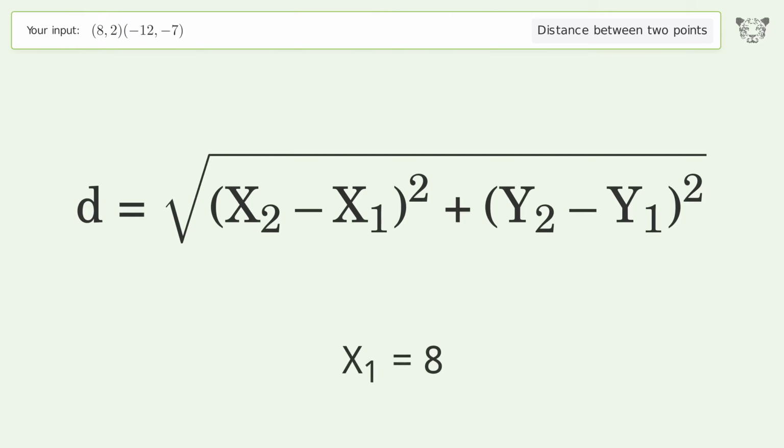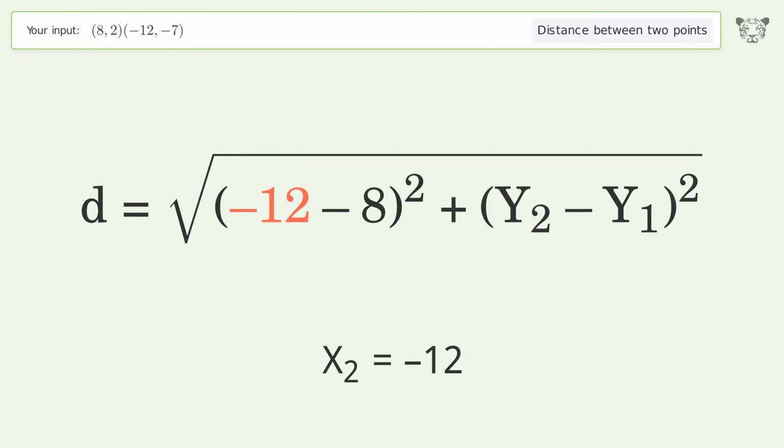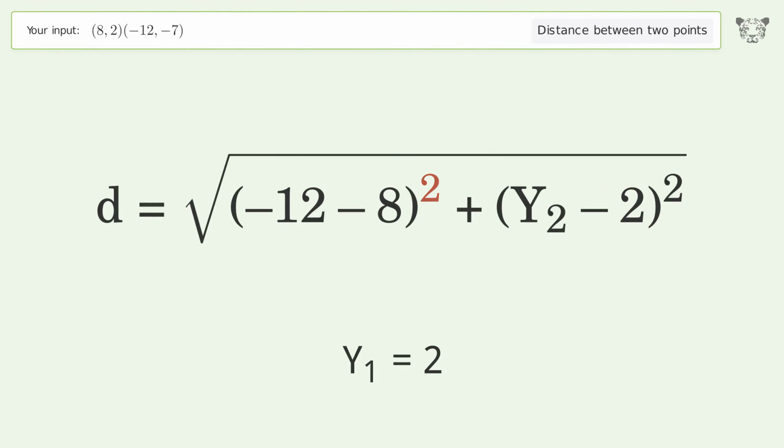x1 equals 8. x2 equals -12. y1 equals 2. y2 equals -7.